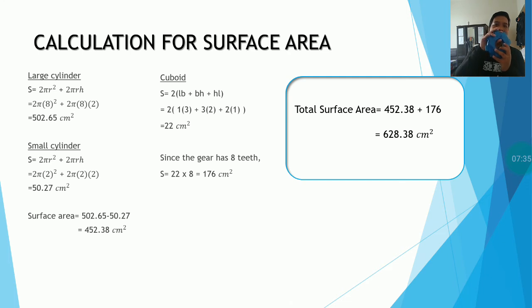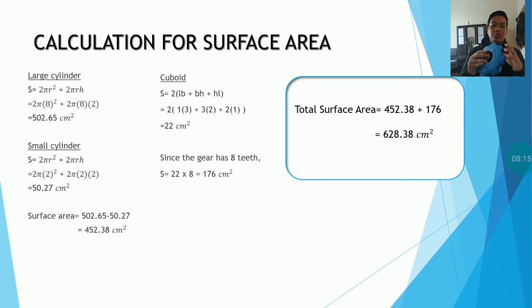To find the total surface area, I need to subtract the surface area of the small cylinder from that of the large cylinder. That's why I made two calculations, one for the large cylinder and another for the small cylinder. For the small cylinder, I use the same formula and get 50.27 cm square. So to find the total surface area for the cylinder, I subtract the small from the large and get 452.38 cm square.